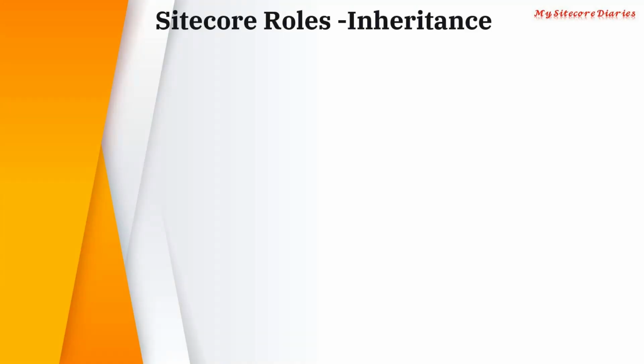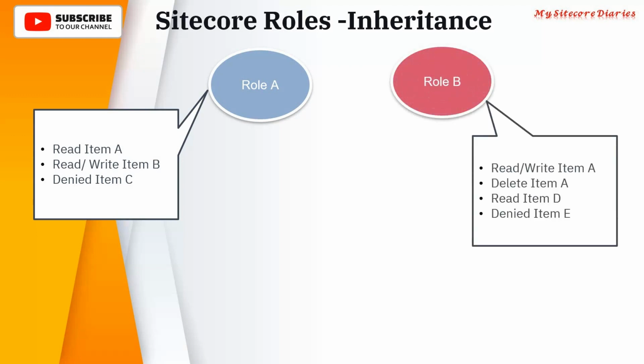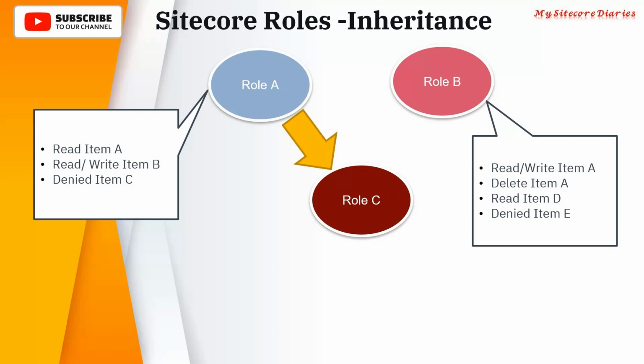Now let's see Sitecore role inheritance. This is also very important. When you create roles for your website, you should make sure that you use inheritance properly. Assume you have a role A. Role A has access like read item A, read or write item B, and deny item C. Then you have a role B which has access to read and write item A, delete item A, read item B, and deny item B. These are two different roles, and you have created a third role, role C, and you inherited role A into role C. You inherited role B into role C.